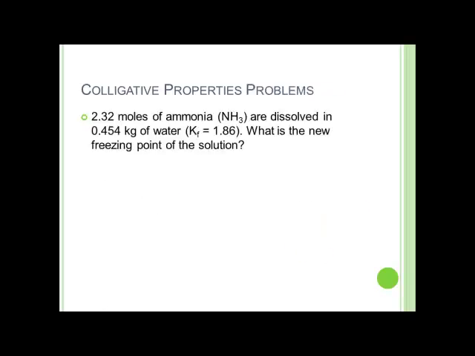Let's look at a couple of examples. Anytime it says something like new freezing point, you know you're using this equation: delta T equals i times K. In this case, it's freezing, so it's Kf times molality. I'm going to start putting things in. The first thing I look at is the i. NH3 is not a metal, it is a nonmetal, so it doesn't break apart, so the i is 1.